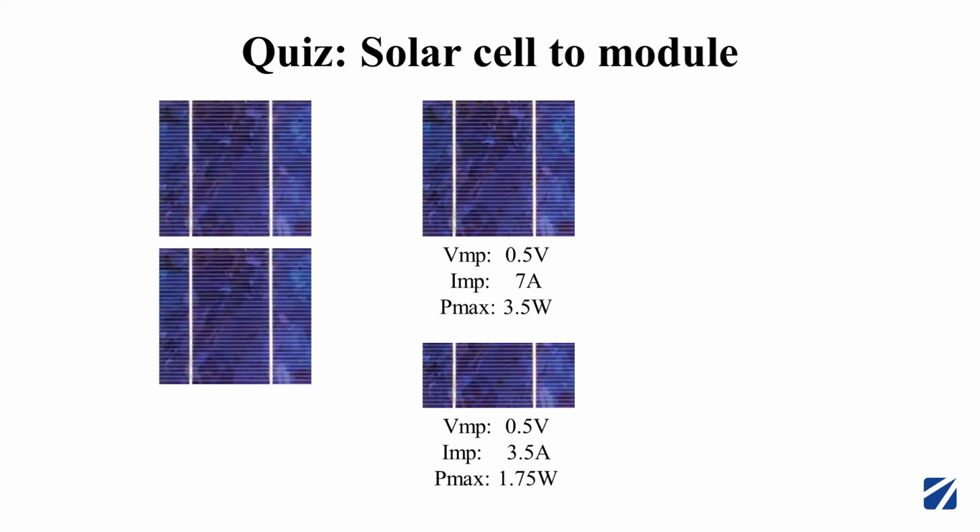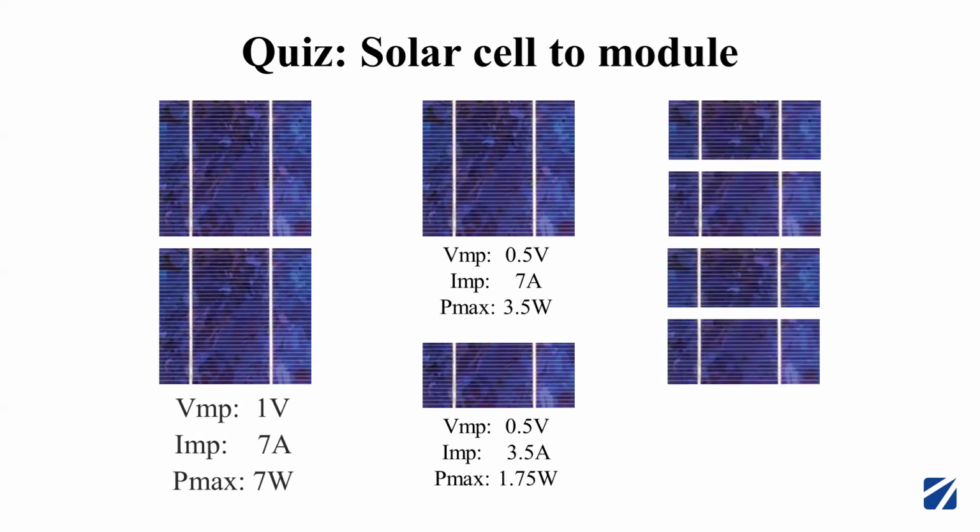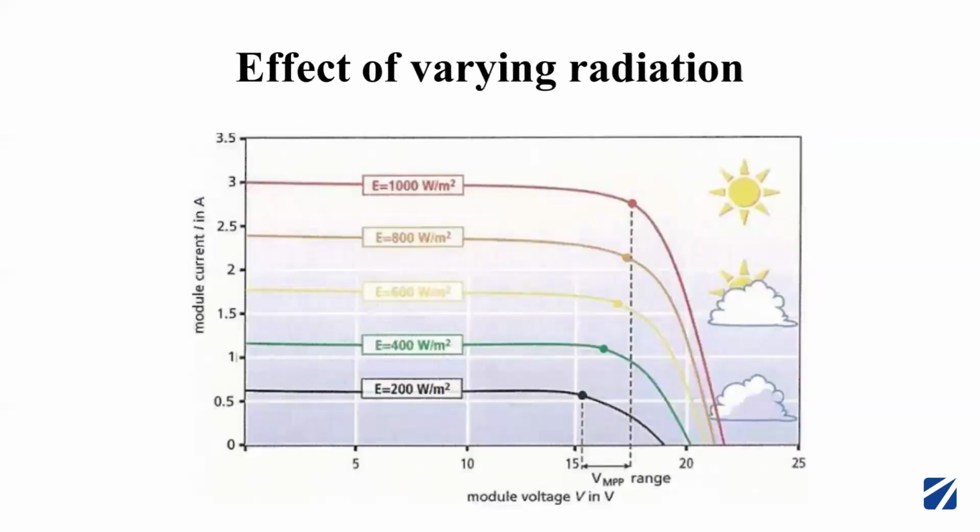Now let us understand when these two cells are connected in series. In series connection, current will remain the same and voltages will add up, that is 0.5 plus 0.5, that is 1 volt. Pmax will be 7 watts. Now if four such half cut solar cells are connected in series, then it will be 4 into 0.5, that is 2 volts, into IMP halved, that is 3.5 amps, so Pmax will be 7 watts.